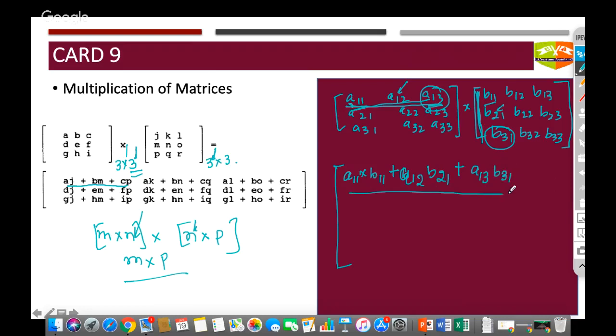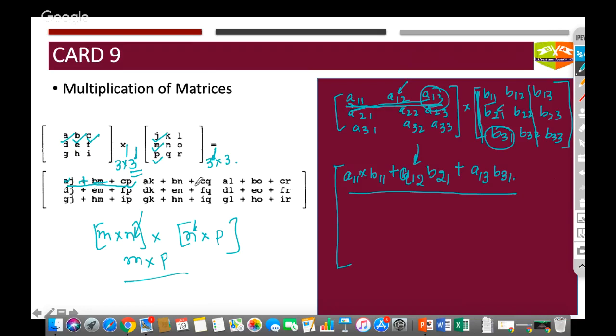So this makes my first element of the multiplication matrix. Now for the second term, I keep the row here and change the column. I take the first term here and multiply it to the first term here, it becomes AJ, plus I take the second term here and the second term in the column here, this becomes BM. I take the third term here and third term here, this becomes CP.